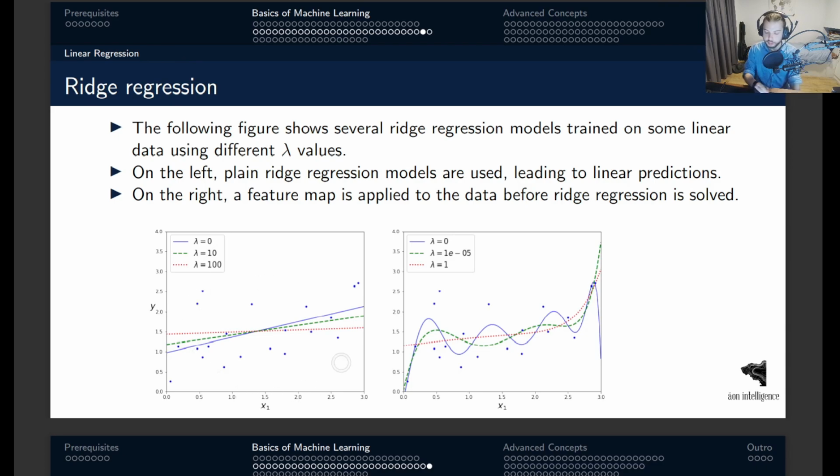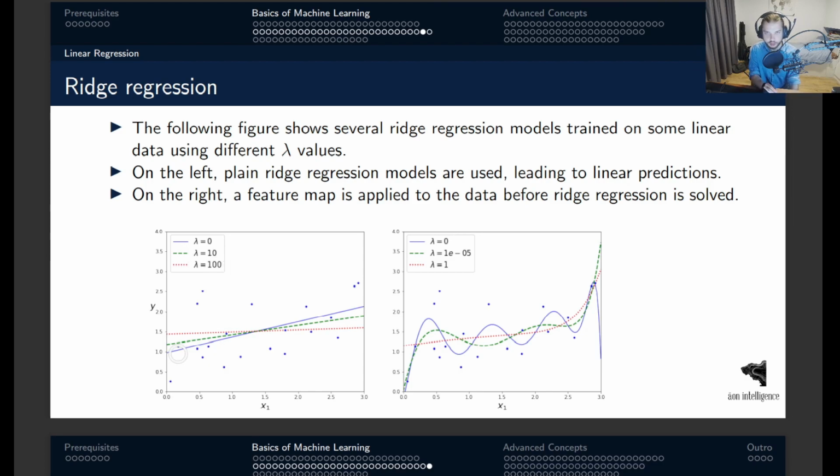So we have two illustrations. Let's first look at the left one. For both illustrations, we have linear data, and we fit 3 different linear models to that data. And the difference between the models is the regularization term associated with each model. So the first model, the blue one, has no regularization. The green one has a lambda of 10, and the red one has a lambda of 100.